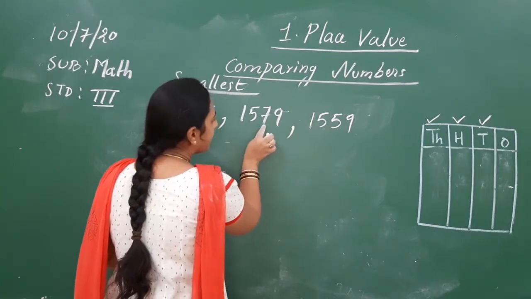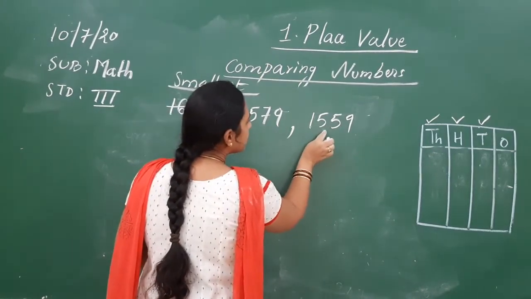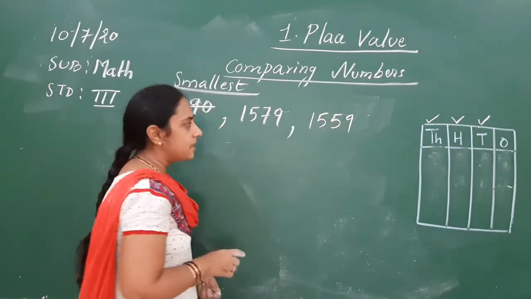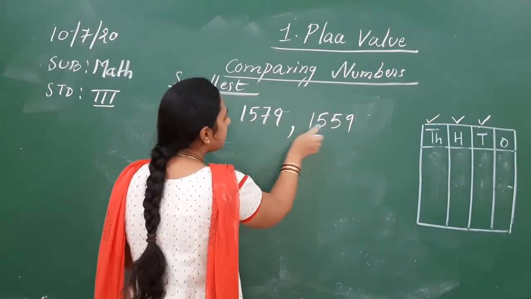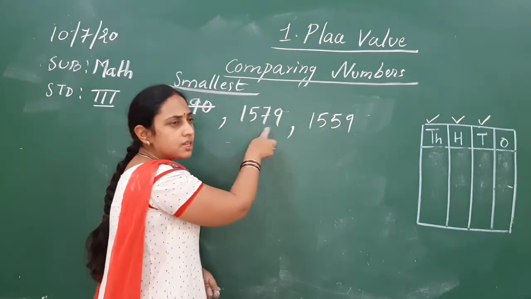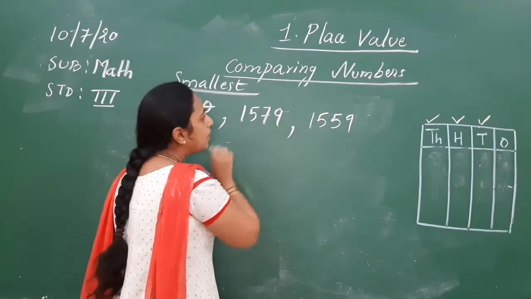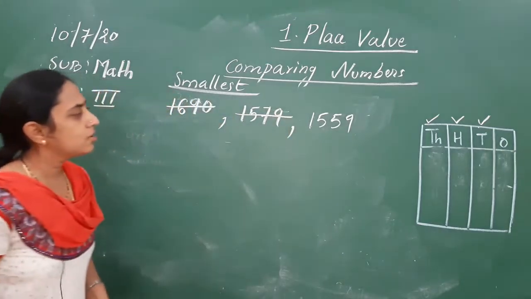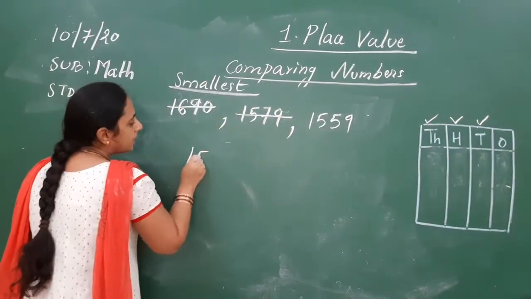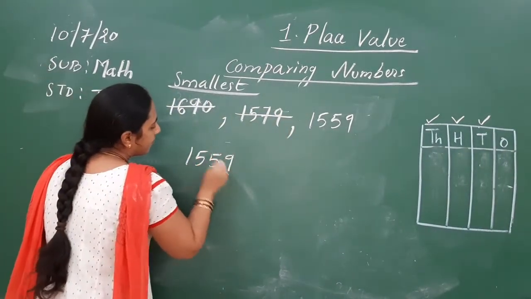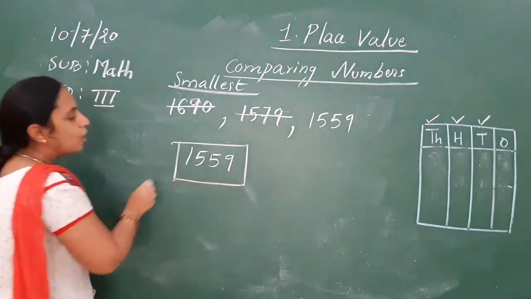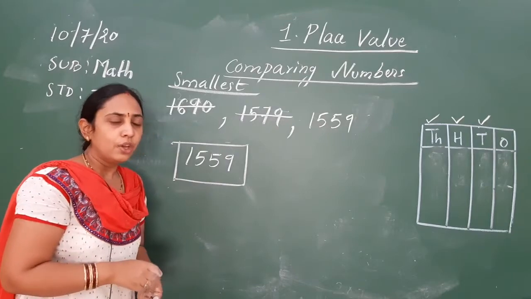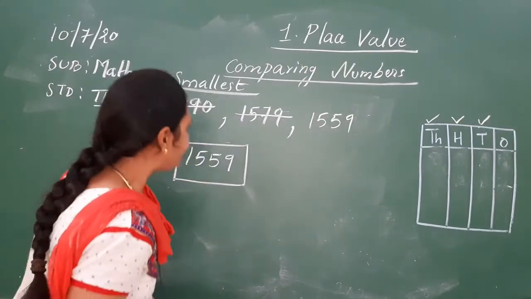1579, 1559. Now, we will go with tens place. 7, 5. 7 is greater than 5, right? We need the smallest number. So, this is also not possible. So, the number is 1559. This is the smallest number. Hope you got this. Chalo.